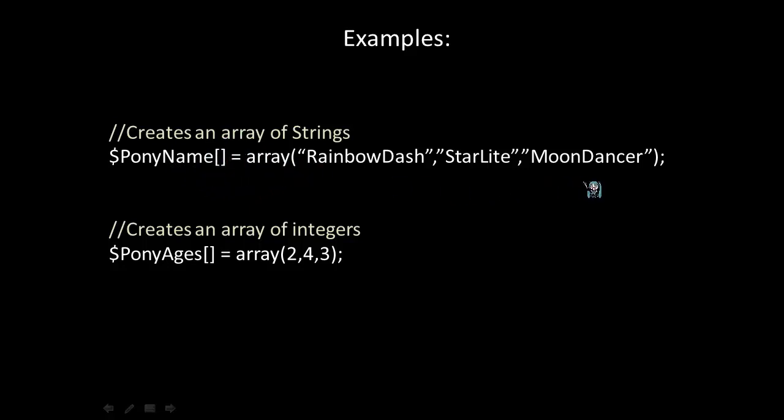So to access Rainbow Dash, it would be Pony_name 0. To access Starlight, it would be Pony_name 1. To access Moondancer, it would be Pony_name 2. The next example is an array of integers. And again, the array is named PonyAges. Notice the square brackets after the name, using the array method to set up the elements. And in this case, we're storing the integers 2, 4, and 3 inside the array.